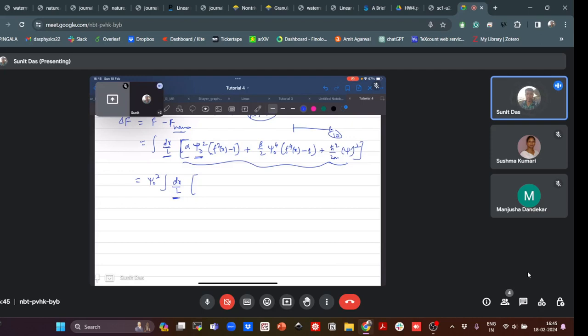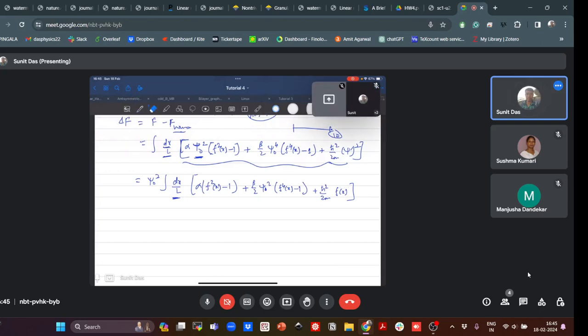So if we take common psi 0 square, it will be alpha times f square x minus 1, plus beta by 2 psi 0 square times f to the power 4 x minus 1, plus h bar square by 2m f prime x square, rather.